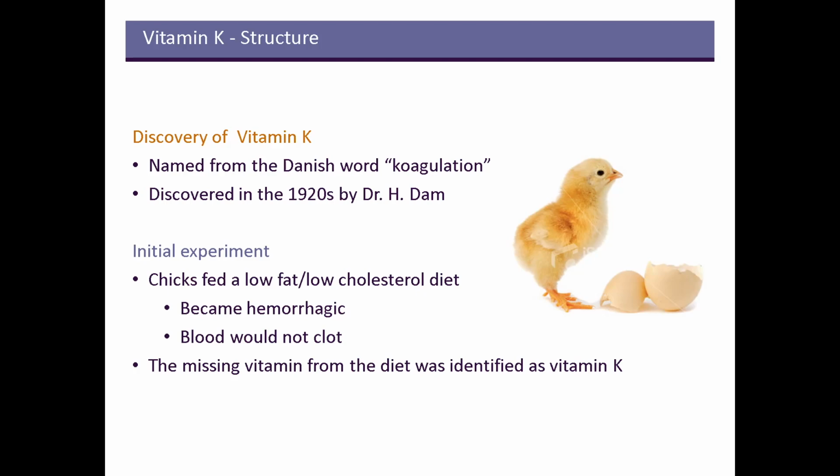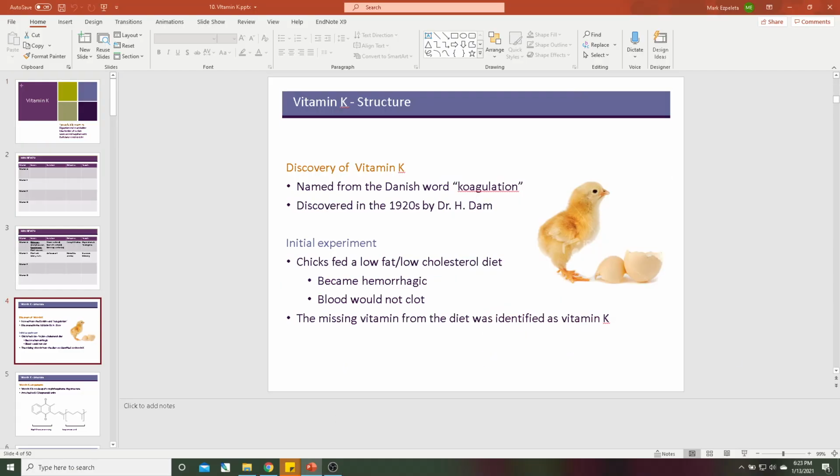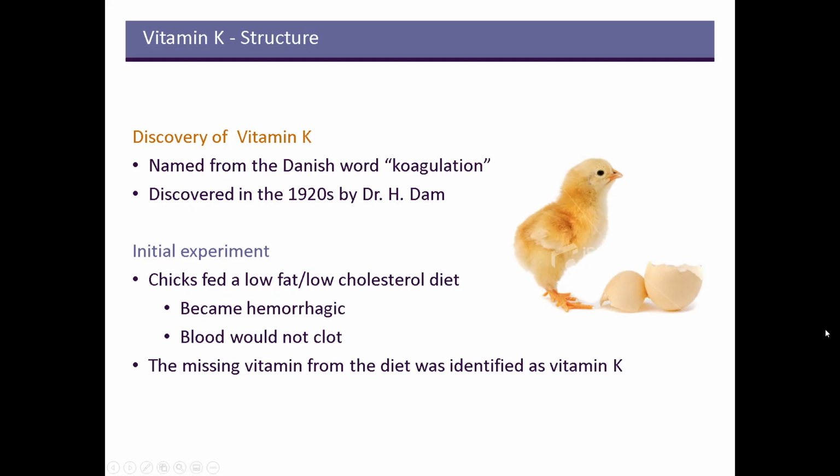So, vitamin K. Vitamin K was named after the Danish word for coagulation, which was discovered in the 1920s by Dr. H. Dam. In the experiment, they fed chicks a low-fat and low-cholesterol diet. These chicks became hemorrhagic, and their blood would not clot. From that, they found out that the vitamin they were missing was vitamin K.